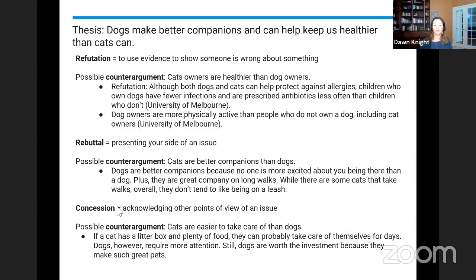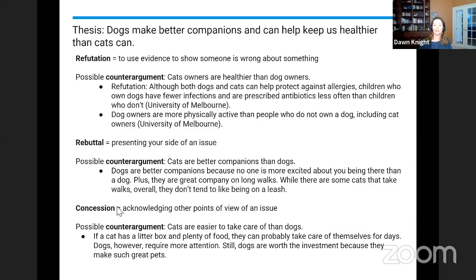A rebuttal would be presenting my side of the issue. So a possible counter argument would be that cats are better companions than dogs. And I might say, well, dogs are better companions because no one's more excited about being there than a dog. Plus, they're great company on long walks. While there are some cats that take walks, overall, they don't tend to like being on a leash as much.